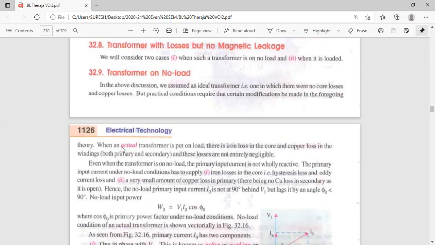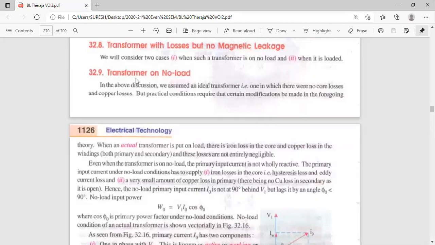For determining the iron loss, for determining the core loss, iron or core loss, both are one and the same, we will apply the no load test. First test is the no load test. No load test is called the open circuit test. Write down in your notes.